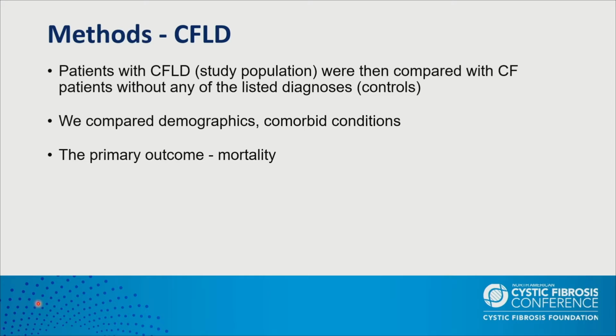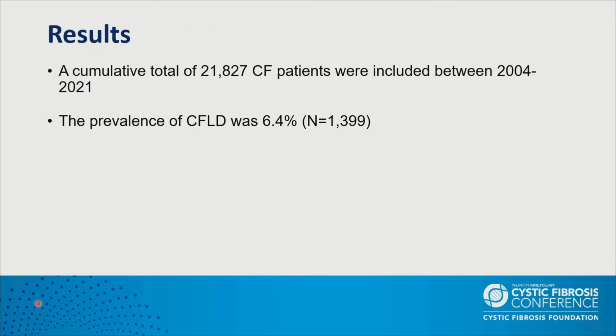And so we divided into two groups. People with CF who fulfilled any of the above listed diagnoses are classified as the CFLD group. And then we compared that with those without this liver involvement as the control group. We compared demographics and comorbid conditions, and we took mortality as our primary outcome.